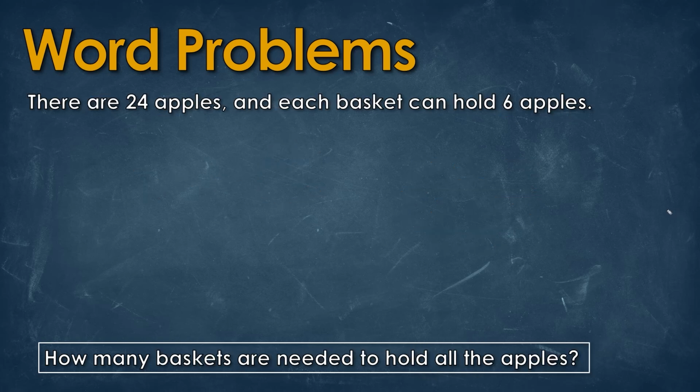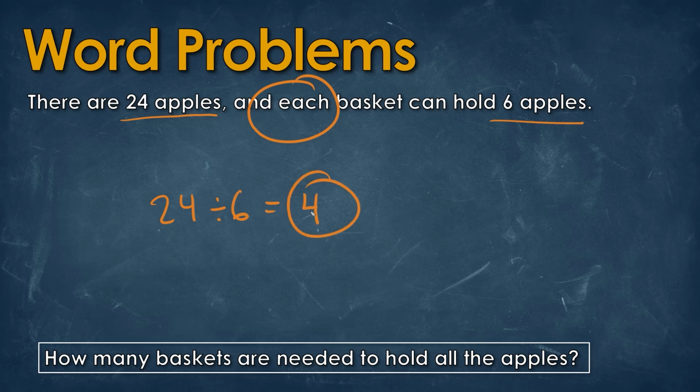Now let's try this one. This time I'm not going to write down the trick to understand if it is multiplication or division. Let's see if you can figure this out on your own. So if we read this, we have 24 apples, and each basket can hold 6 apples. How many baskets are needed to hold all the apples? Well, we have 24 apples, and we have this word each. Each basket can hold 6 apples, so we need to figure out how many baskets. With that word each, it's going to be division. So 24 divided by 6 is equal to 4.